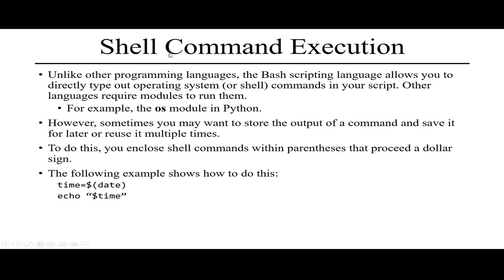Now, there is an exception in Bash, however, when you want to store the output of a command and save it for later or reuse it multiple times. If you want to store the output of a command in a variable, you have to enclose your shell command within parentheses and precede that with a $sign. So for example, let's say we wanted to get the date in a variable called time. We type time equals $sign, opening parentheses, date, closing parentheses. And then when we want to access it, we type echo $time and put that variable between double quotes.